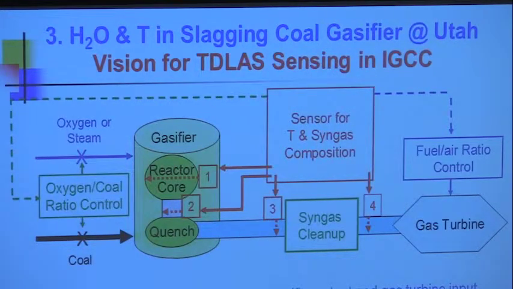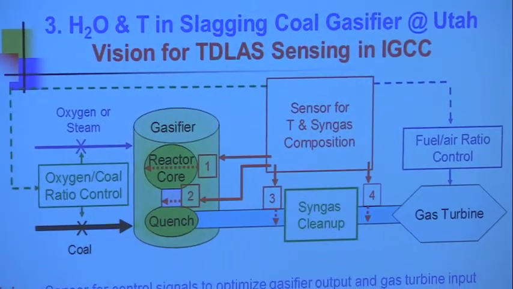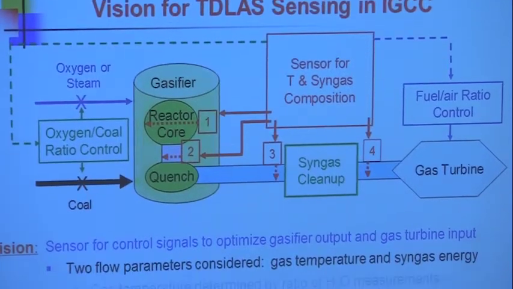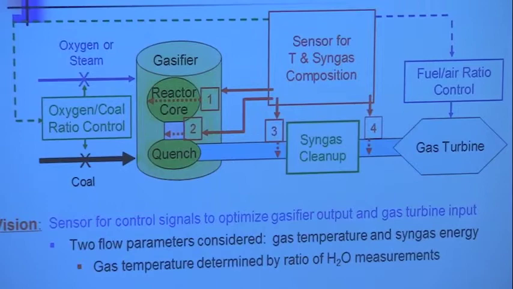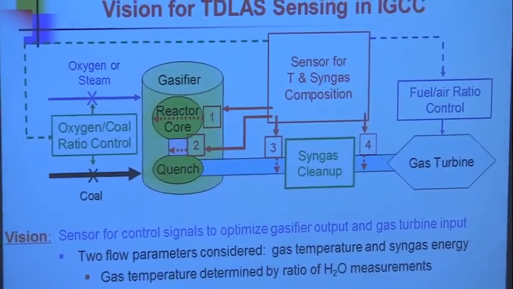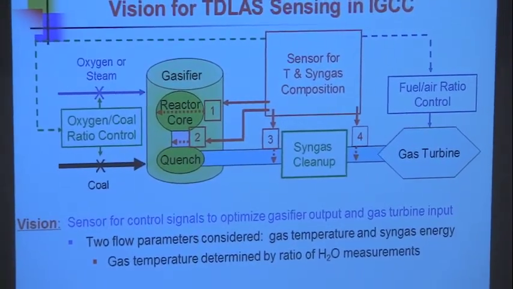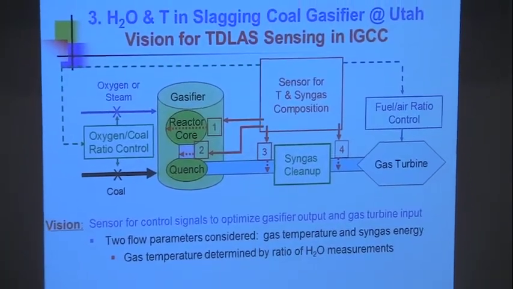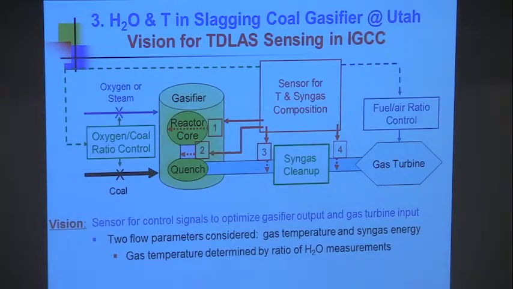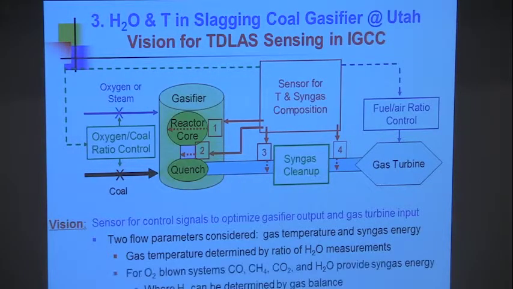So the main parameters that they cared about were gas temperature along the way, and the syngas energy, which really means the content of the syngas, different components. You'd like to have carbon monoxide, methane. I'd like to have hydrogen, but I don't have a good way to measure hydrogen. Anyway, we get gas temperature by measuring the ratio of absorption spectra of H₂O.